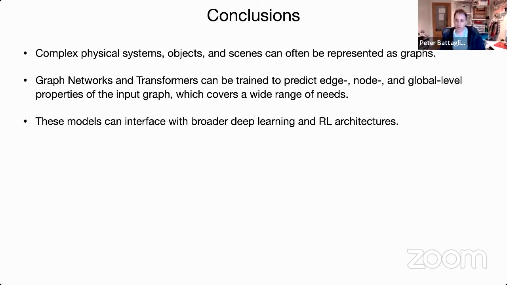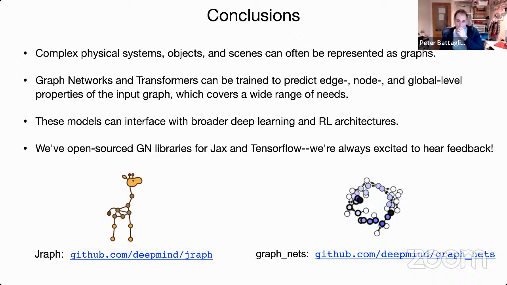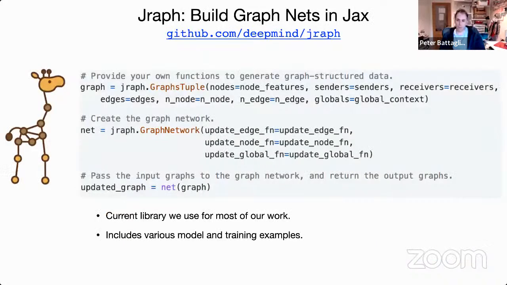And the last thing I wanted to say, as I mentioned at the beginning, is that we've open sourced two graph network libraries, both in JAX and TensorFlow. I'd encourage you to play with them and send feedback. We're always excited. I have a couple of slides demonstrating this. It's quite simple. So Jraph is our JAX one. We just released this about a year ago.